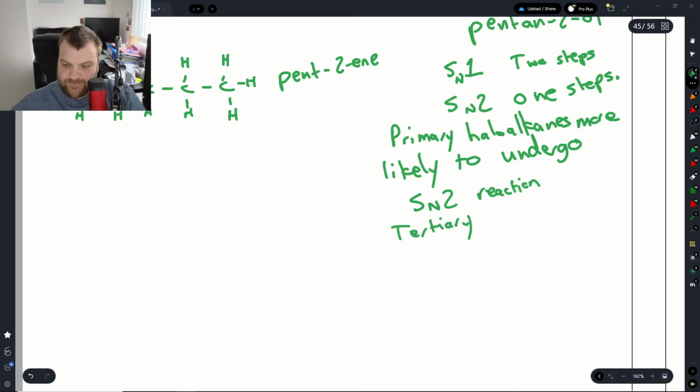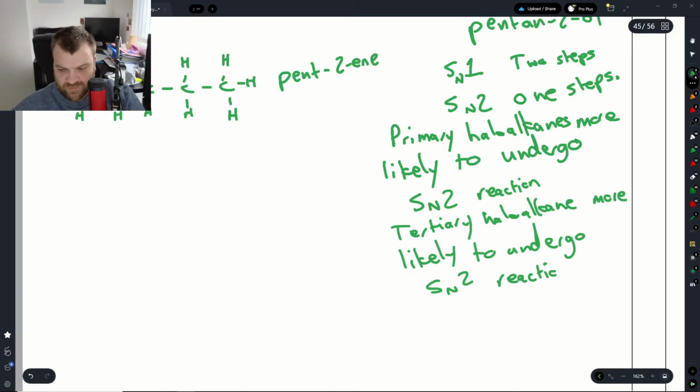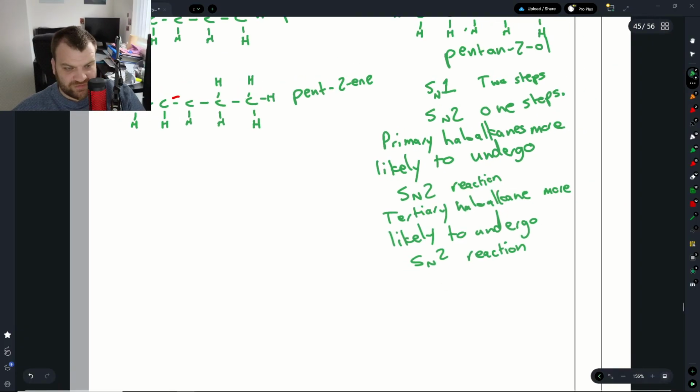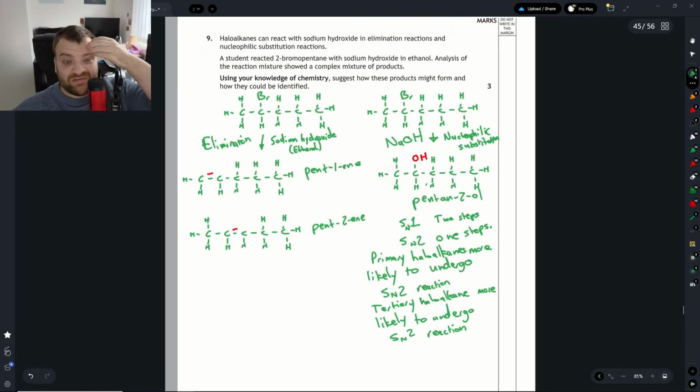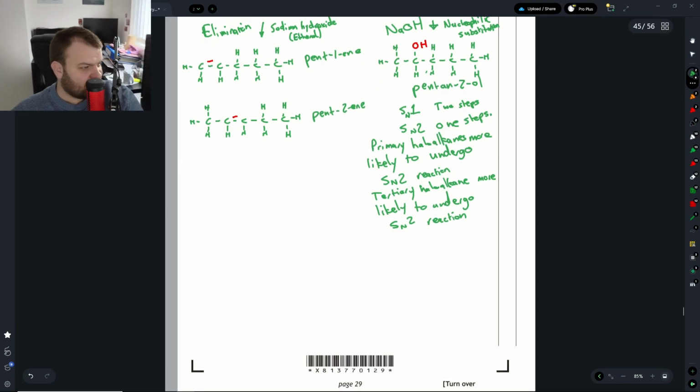Tertiary haloalkanes are more likely to undergo SN1 reactions. We have a secondary one. That means that it could happen in either way. No one is more favoured than the other one. I'd probably leave it there for that part, because we're also talking about identifying them.